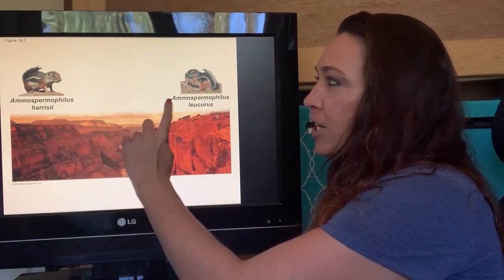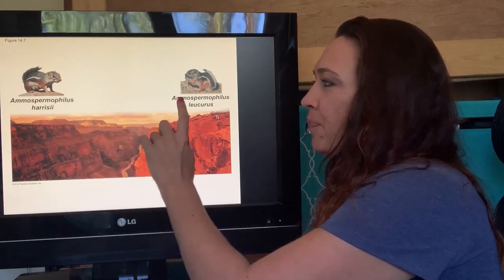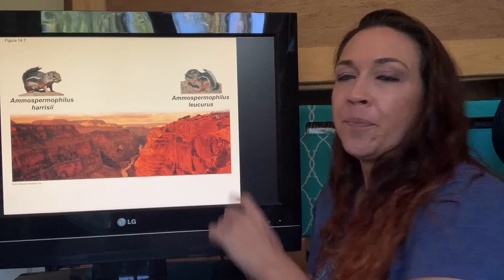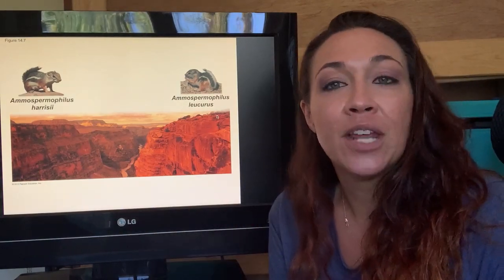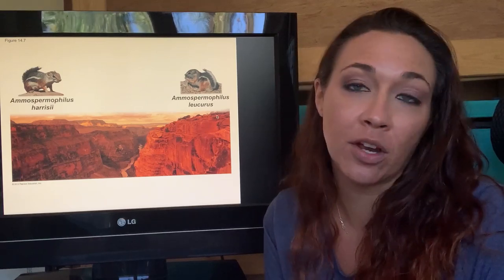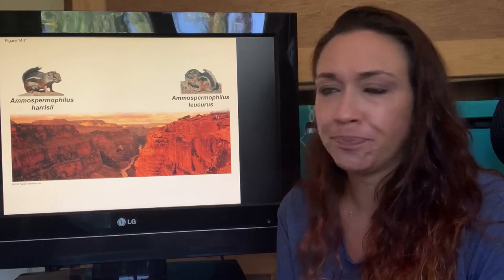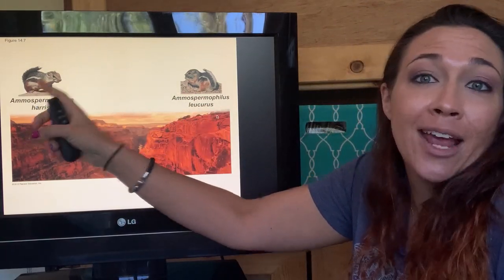So notice that the genuses are the same, but the species are different. And that's because something happened a long time ago, like the Grand Canyon, that actually created a physical barrier. And now if they were to come in contact with each other, they are different. They're two different now. This guy is a little bit darker than this guy. Maybe this guy has a slightly bigger tail than this guy.